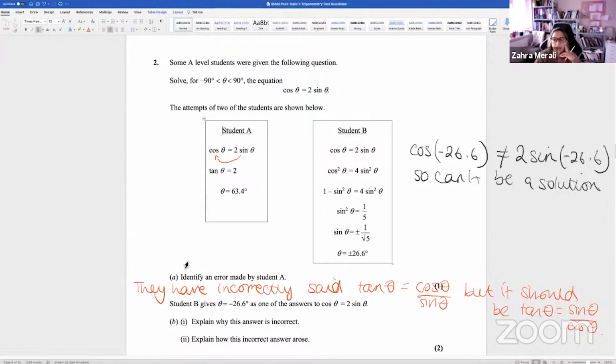And explain how it arose. Well, whenever you square something, it's not an invalid way to calculate it, but you always have to check it. So you can say the incorrect answer arose from the introduction of squaring, by the fact that they've squared in order to come to a solution.